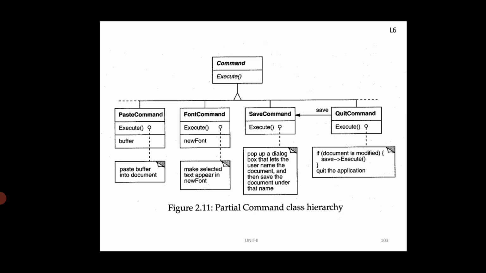Now we can look at the quit command. Its execute checks if the document is modified; if so, it calls the save execute function, and then we quit the application. This is a class hierarchy of a partial command. This shows how the class hierarchy will be.